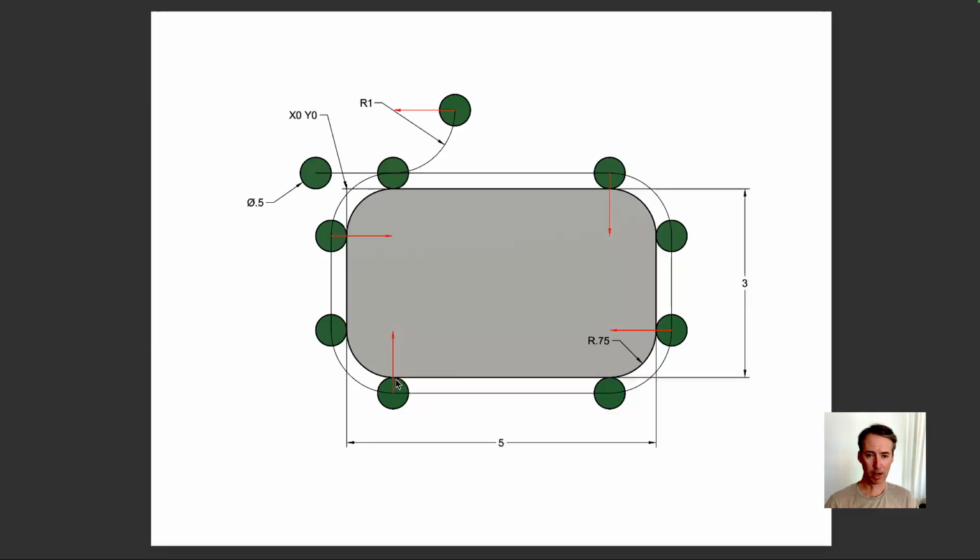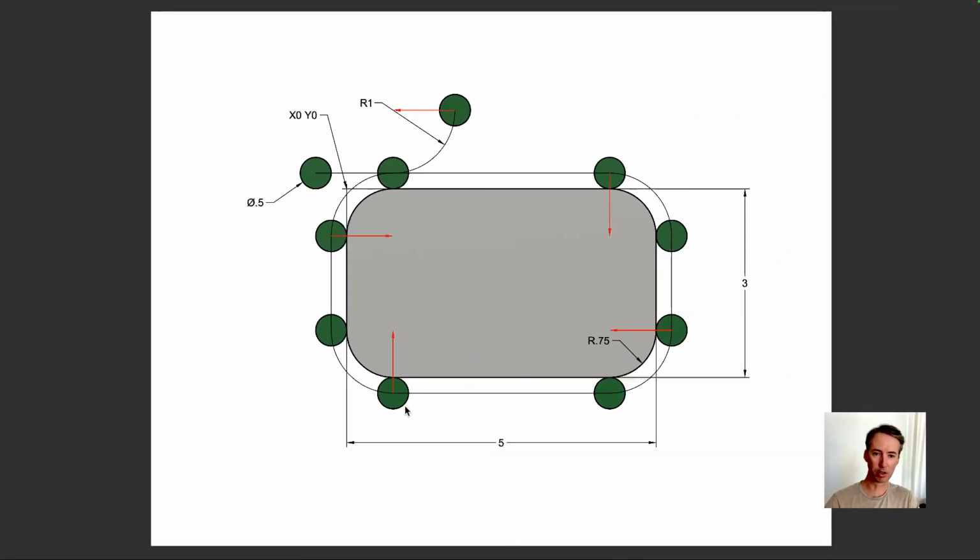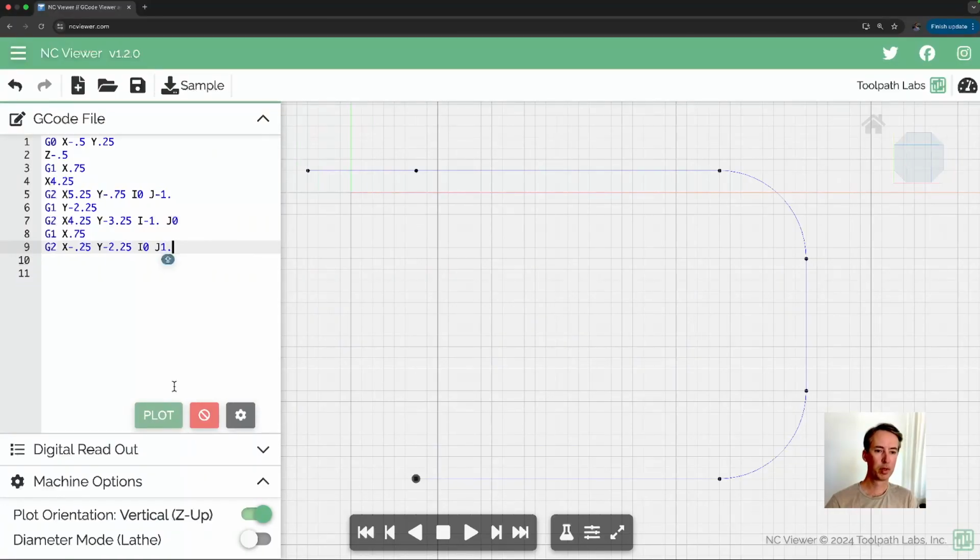So this red line again represents our grappling hook or whatever we're using to swing around that corner. So along the x-axis, which is left and right, it's 0 from here to here. Along the y-axis, it's 1 from here to here. So I can say I0, J1. And that was in the positive y direction, so this is going to be now a positive J. Let's plot this. We got that.